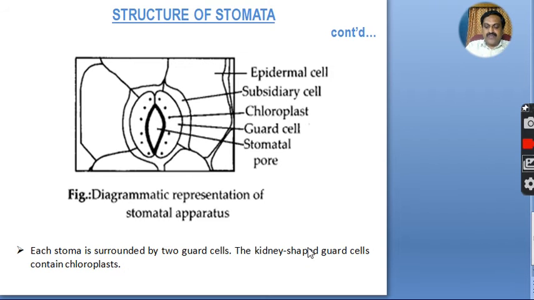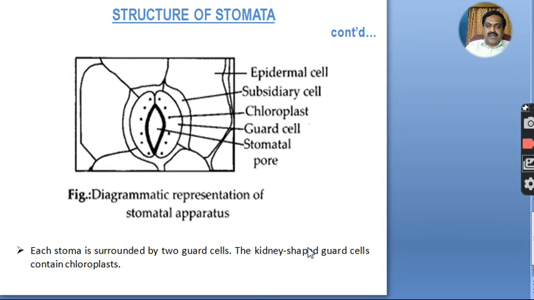These guard cells are photosynthetic in nature. In monocot plants, the guard cells are dumbbell shaped, and in dicot plants, they are kidney shaped. As you can see in the diagram, they are bean shaped or kidney shaped, and it clearly says that it is the stomatal structure of a dicot plant.